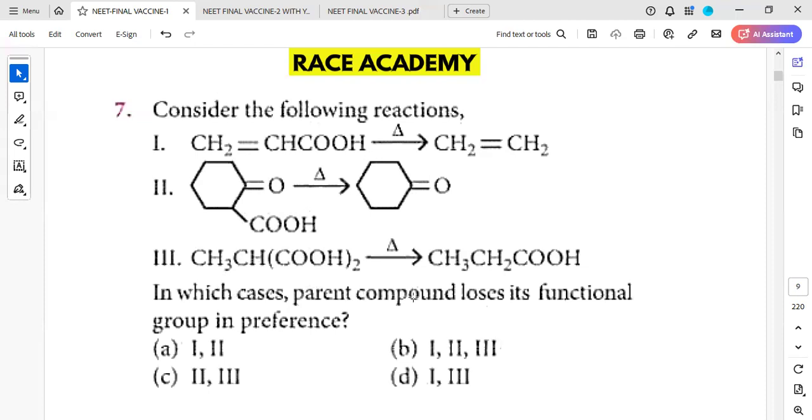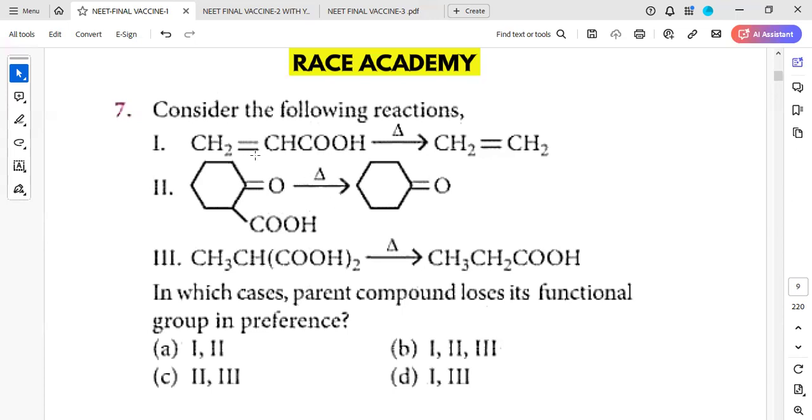In which of the cases does the parent compound lose its functional group in preference? So according to which preference are these parent compounds losing their functional groups? In every equation we observe the loss of one functional group, that is nothing but the carboxylic acid functional group. In which preferential order should the Roman numbers of the equations be arranged to get clarity on this? The question is about which preference.